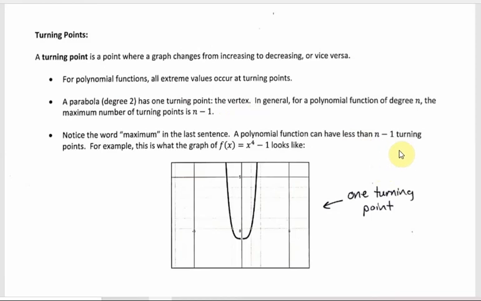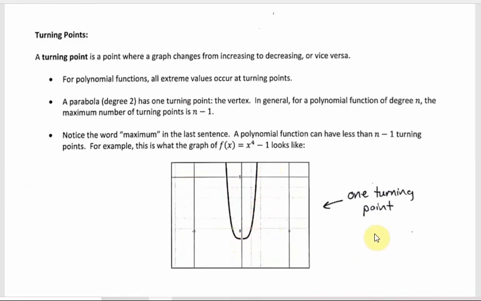So you could have less than that, and that's what this picture is supposed to be about, because that's the graph of x to the 4th minus 1. And you look at that thing and you go, that kind of just looks like a parabola. Yeah, it does. And a parabola just has one turning point. So does this, right? Because it's decreasing on the left side, and then once you go through that point right there, then it's increasing. So yeah, one turning point.